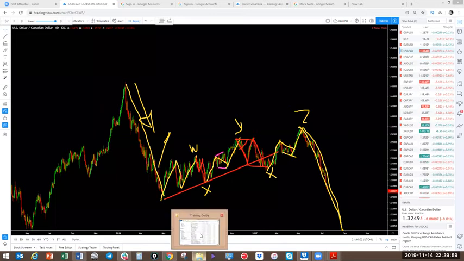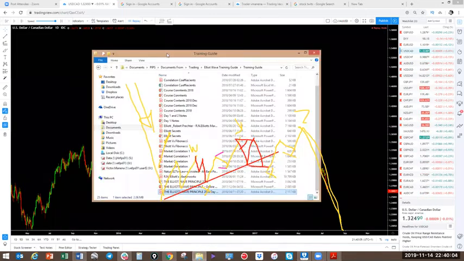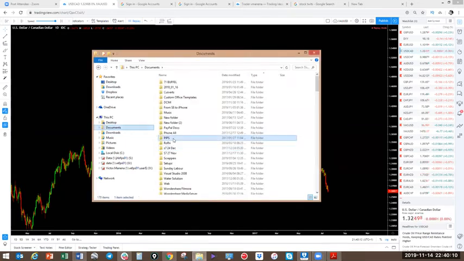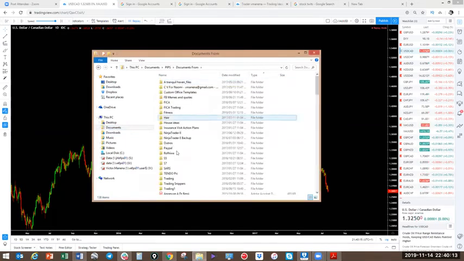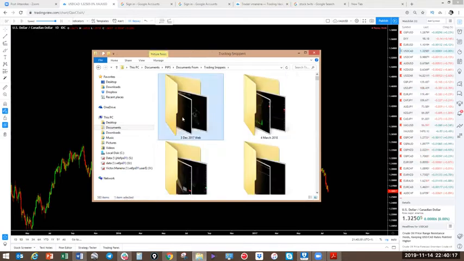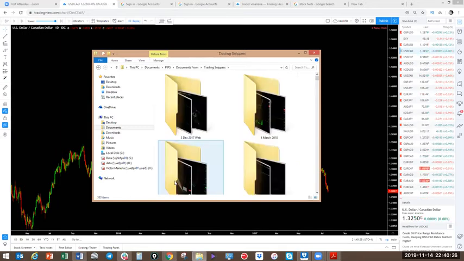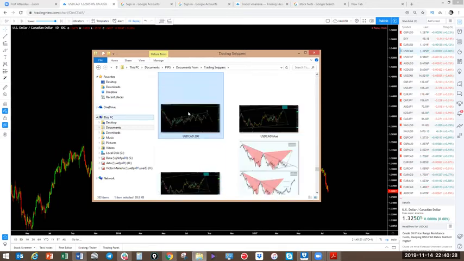Let's see if I can find it quickly. How we traded it in 2017. I keep my snaps, so we'll find this one. So let's see here. So you can see that we identified before it happened, not in hindsight. Let's go back to the trading snippets. Okay, so this is way before it happened.